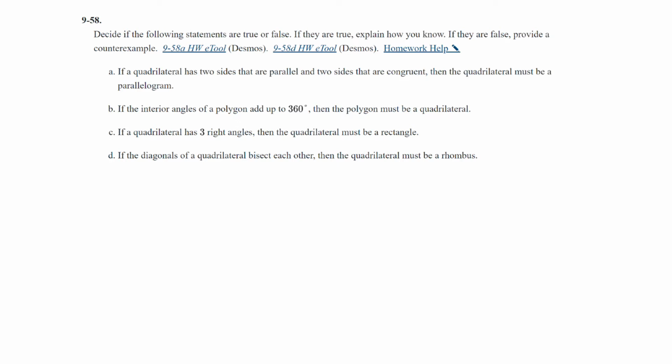Question 58. Decide if the following statements are true or false. If they are true, explain how you know. If they are false, provide a counterexample. Question A. If a quadrilateral has 2 sides that are parallel and 2 sides that are congruent, then the quadrilateral must be a parallelogram. And this would be false, and the reason why is because you could have an isosceles trapezoid where these lines are parallel and then these would be congruent. So an isosceles trapezoid would be a counterexample.